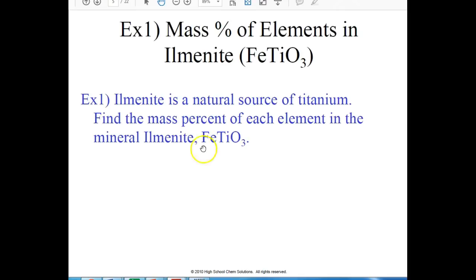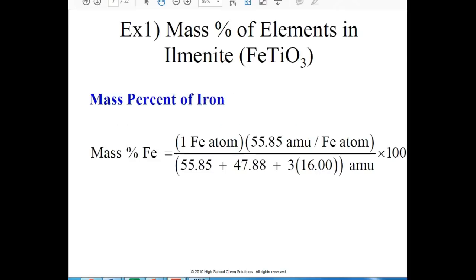So the question is, what percentage of iron is in this compound, what percent of titanium, and what percent of oxygen? So we will walk through all three of those, and on your notes there's a separate slide for each one. So we're going to start with the mass percent of iron.